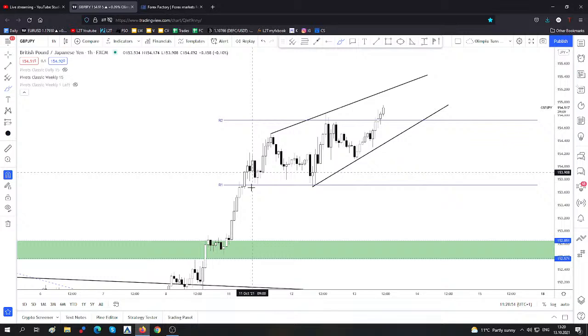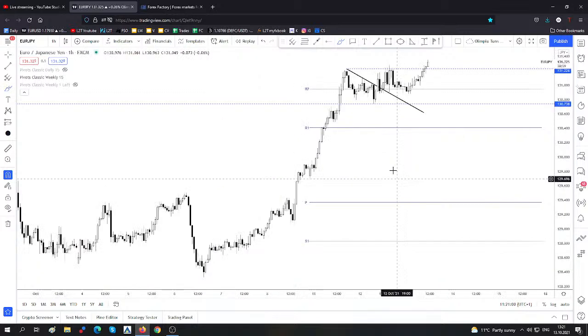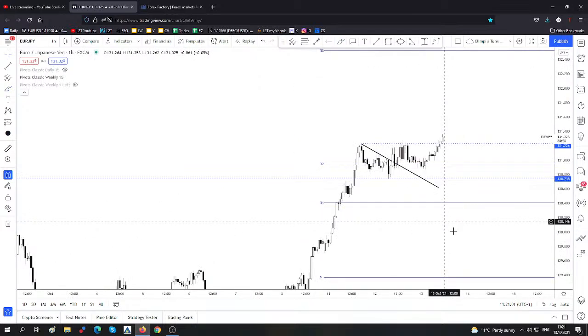Also, let's take a look. I will hide this one from here because it's only my trade setup here in euro versus the Japanese yen.